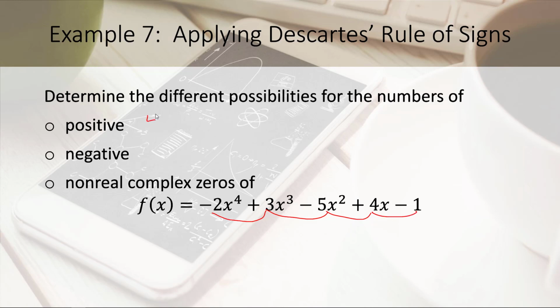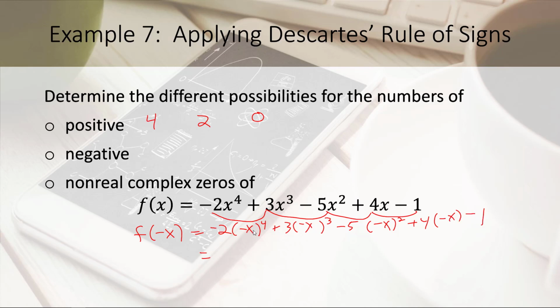So there's a possibility of 4 positive zeros, minus 2, there's a possibility of 2 positive zeros, or there could be 0 positive zeros. Now let's go ahead and evaluate this at negative x. If you did, you're going to have negative 2 times negative x to the 4th, plus 3 times negative x cubed, minus 5 times negative x squared, plus 4 times negative x, minus 1.